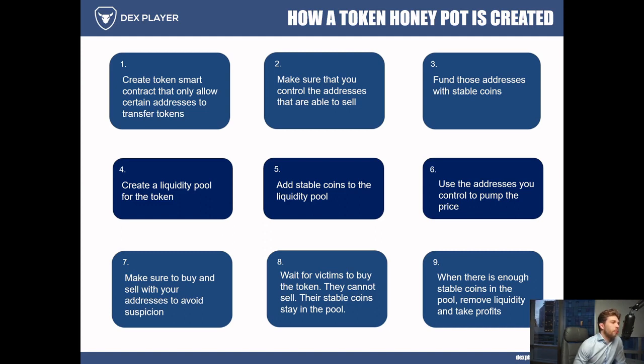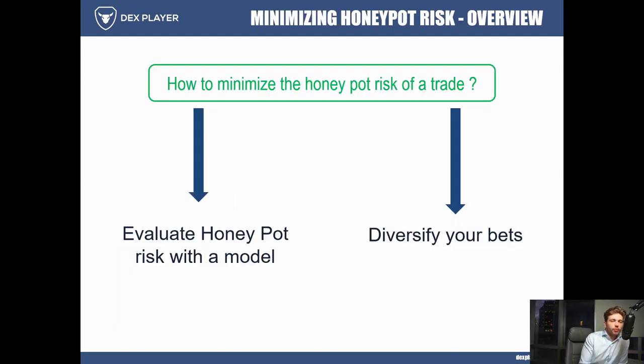And then he makes sure to buy and sell with the addresses that he controls, just to try to gain the trust of the people looking at this smart contract. And he waits for the victims to buy the token. They won't be able to sell, and so their coins are just going to stay in the pool. And then when the scammer has enough stable coins in the pool, he's just going to remove the liquidity and take all the profits.